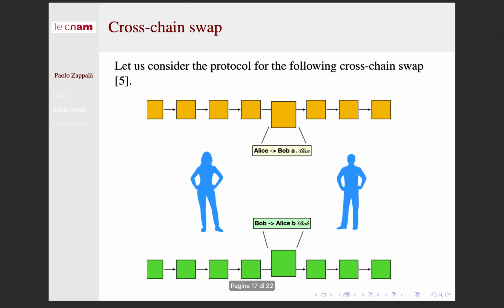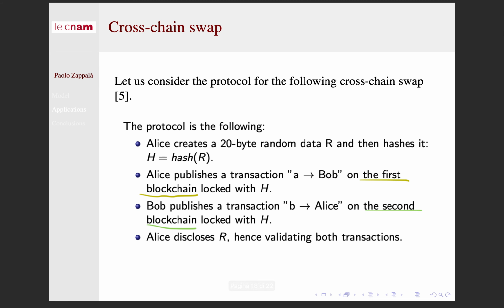So let's consider another example. This one is the cross-chain swap. We have 2 players, Alice and Bob, who want to exchange 2 assets belonging to 2 different blockchains. We have the yellow blockchain on top, the first one, and the second one green. There's a protocol that allows exchanging 2 assets on different blockchains. Here we consider the protocol in a simplified version.